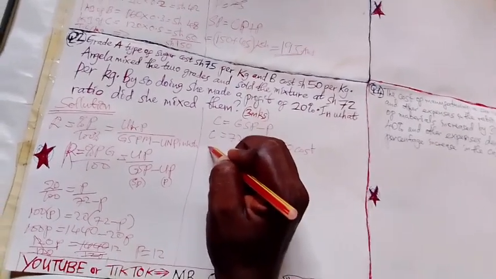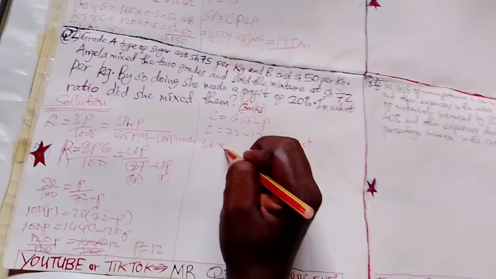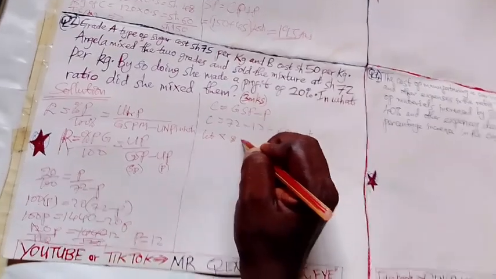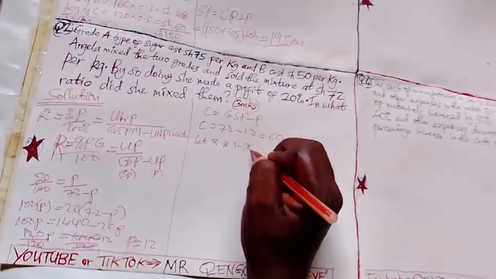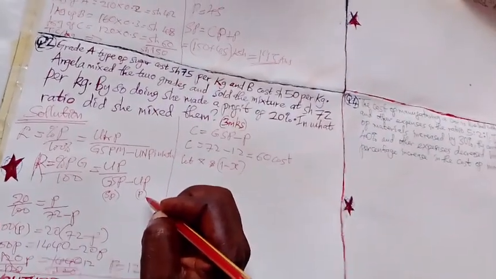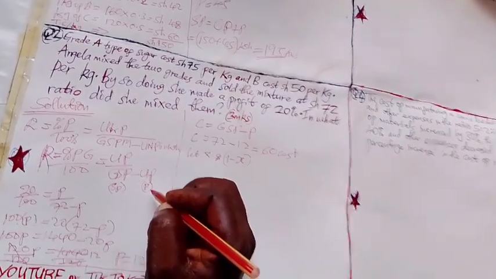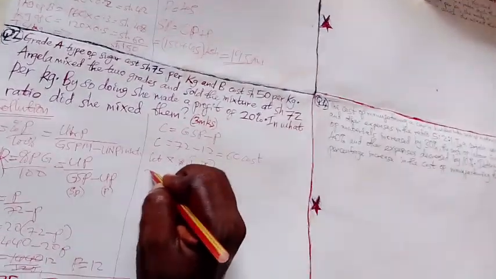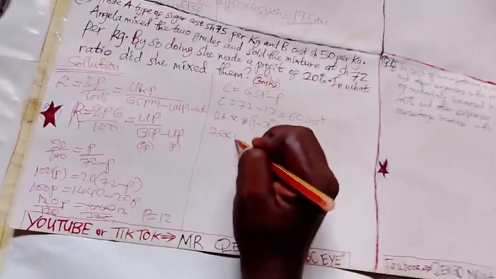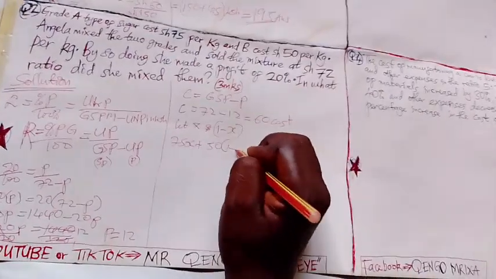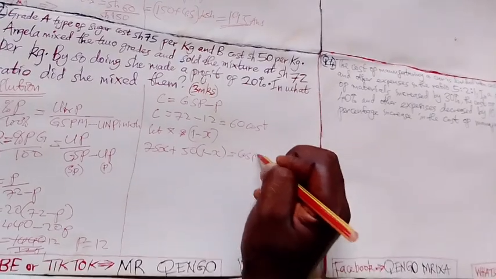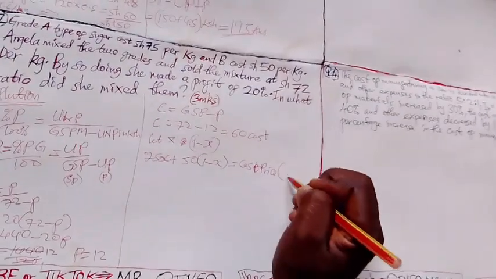We say let X be the quantity of grade A type of sugar in the mixture, and 1 minus X be the mixture of grade B. Therefore, we say 75x plus 50 into brackets 1 minus X is equal to the cost price, which is 60.